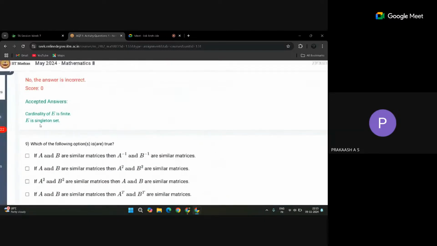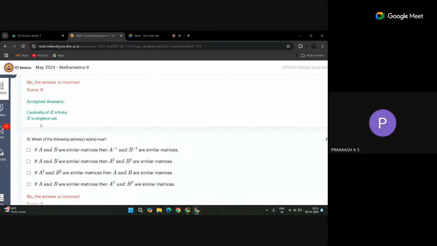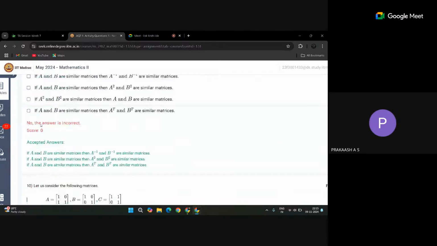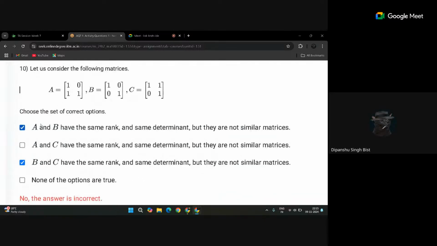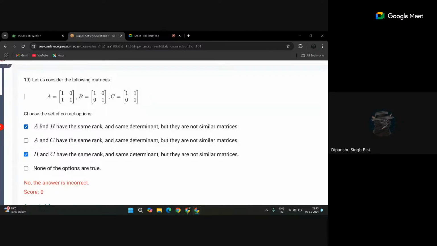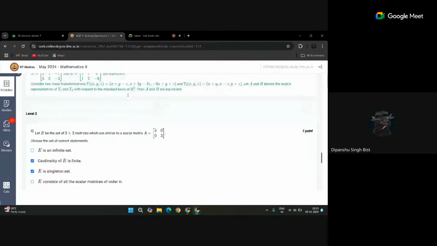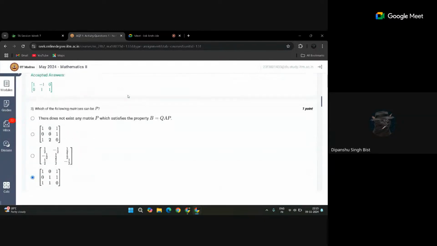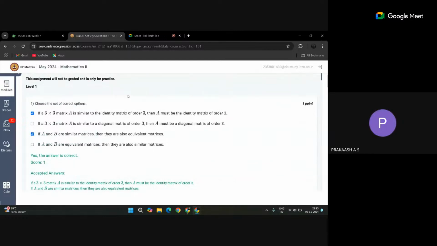Sir, can we check that A and C have the same eigenvalues? Shall we check? Because it's not in our syllabus, we'll leave it for now. You can just post it in Discourse, and we'll answer it there.